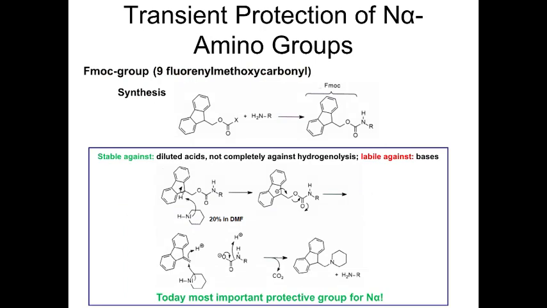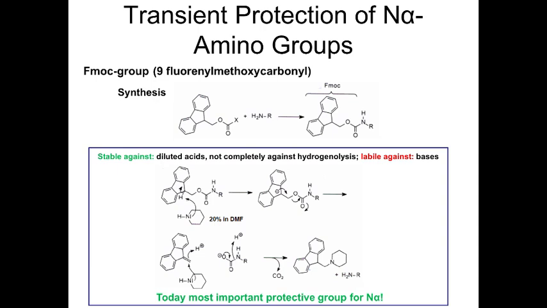Another very important transient protection group of N-alpha amino groups is the Fmoc group, and Fmoc stands for 9-fluorenylmethoxycarbonyl. Again, the Fmoc group needs to be introduced to the amino acid. So the question is, how do we synthesize the protected amino acid? In this case, for example, fluorenylmethoxycarbonyl can be used.